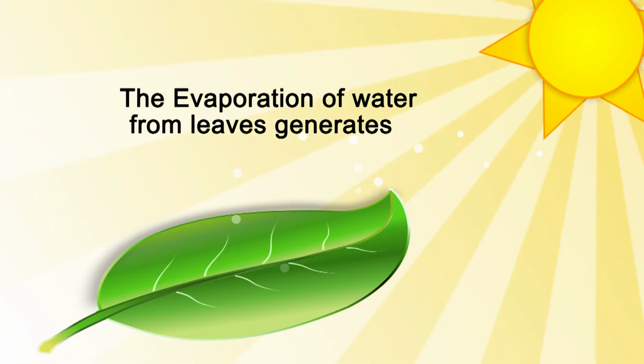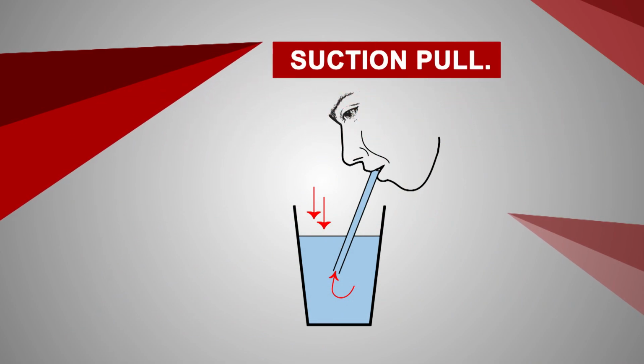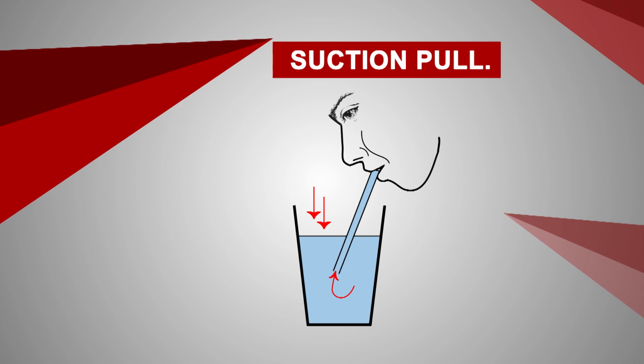The vapor of water from leaves generates a suction pull, the same that we produce when we suck water through a straw. This suction can pull water to great heights in tall trees. Transpiration also cools the plant.